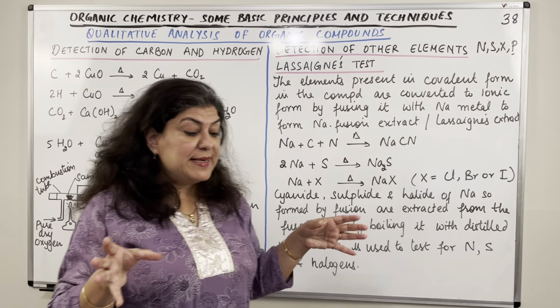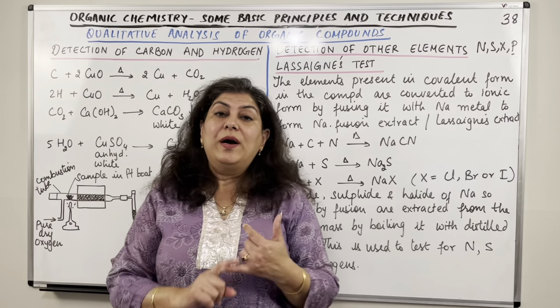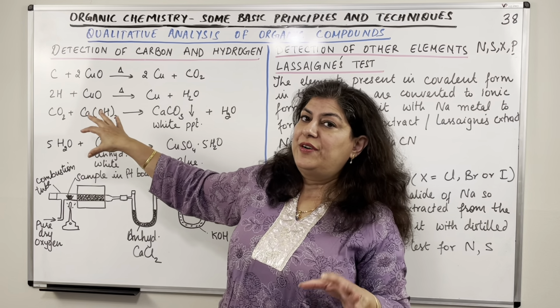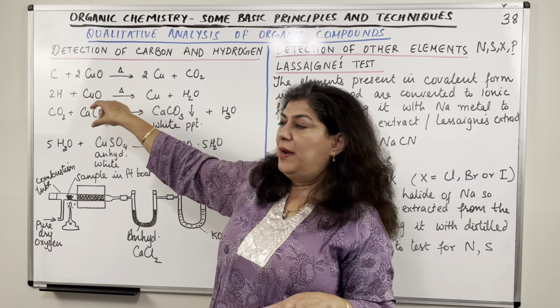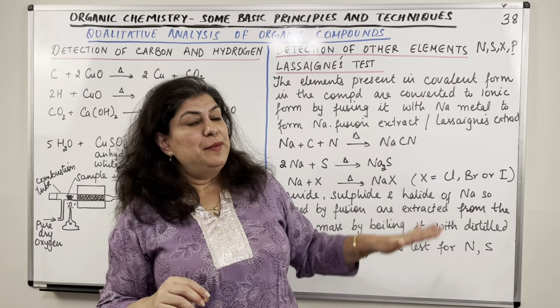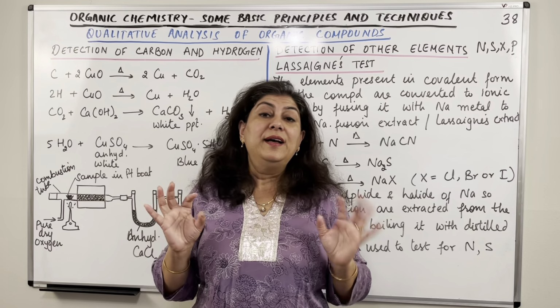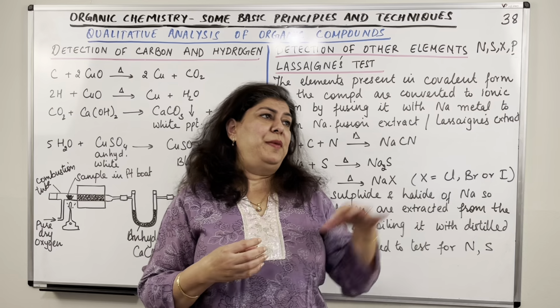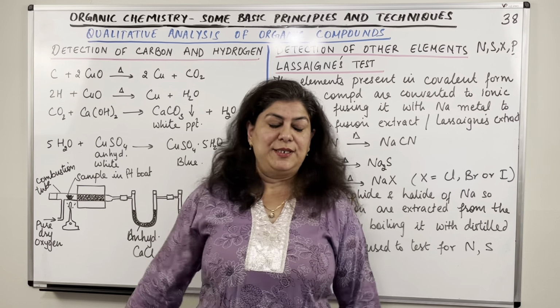Now you have identified the elements. You are aware that the compound is an organic compound, by detecting carbon and hydrogen in it. Then you identified the other elements. So now you have a fair idea that this is a compound which is organic in nature, which is covalent in nature, and it may consist of these elements.